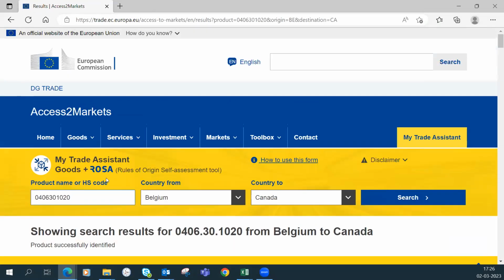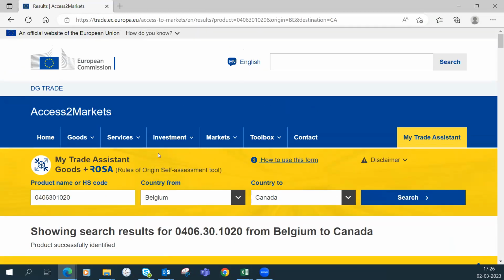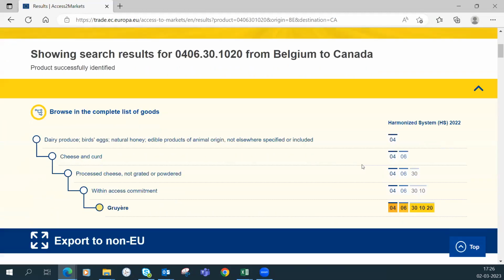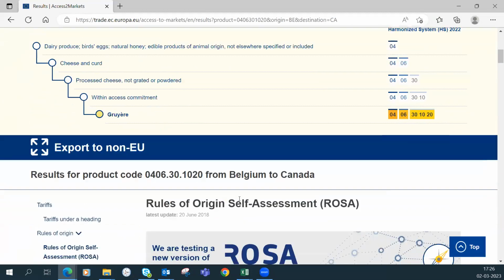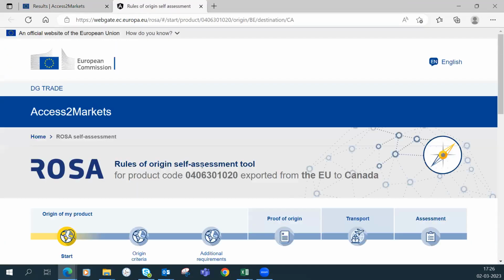So here I have taken an example. For example, a cheese that I want to export from Belgium to Canada. First you have the tariff, and I suppose that you explained this part. And then you go to the entry on the left and you will see rule of origin and rule of origin self-assessment. You click there and you arrive at this page where you have an old template and a new template. In the short term, you will have only this improved version. So you go to this improved version.